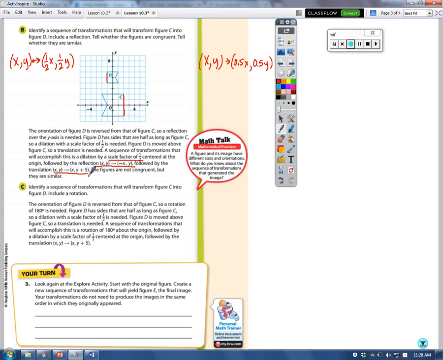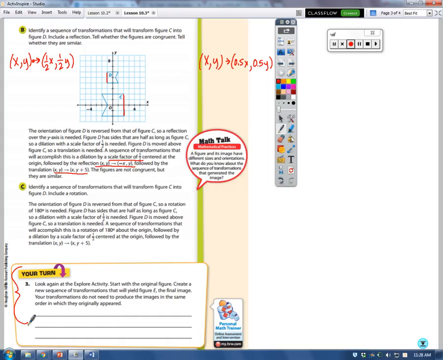Okay? So then they give you another scenario here, and you can read through that, but I hope you're getting the idea as we go through. What you need to do now is the your turn, and it's going to have you look again at the Explore activity and try to determine another sequence of transformations that would result in that. And we'll talk about that again in class when we meet next.